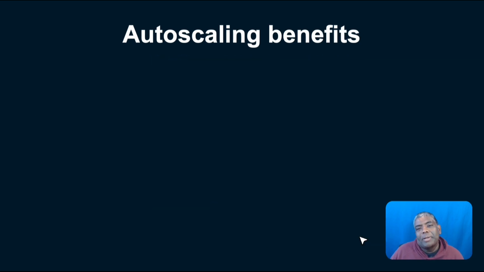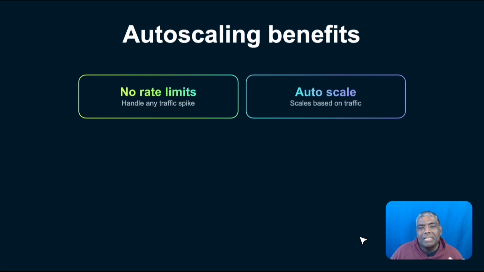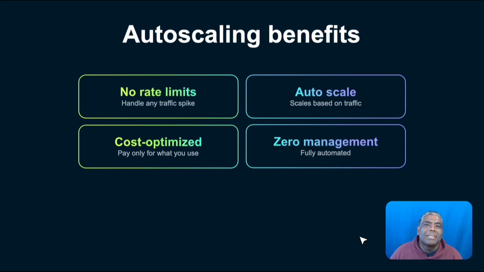Auto scaling is great because there are no rate limits, and we scale automatically based on the traffic, and it's cost optimized. So you're not running at max capacity all the time with idle GPUs. You are only paying for what you use, and it's zero management. All you have to do is set the min and max, and we handle the rest.